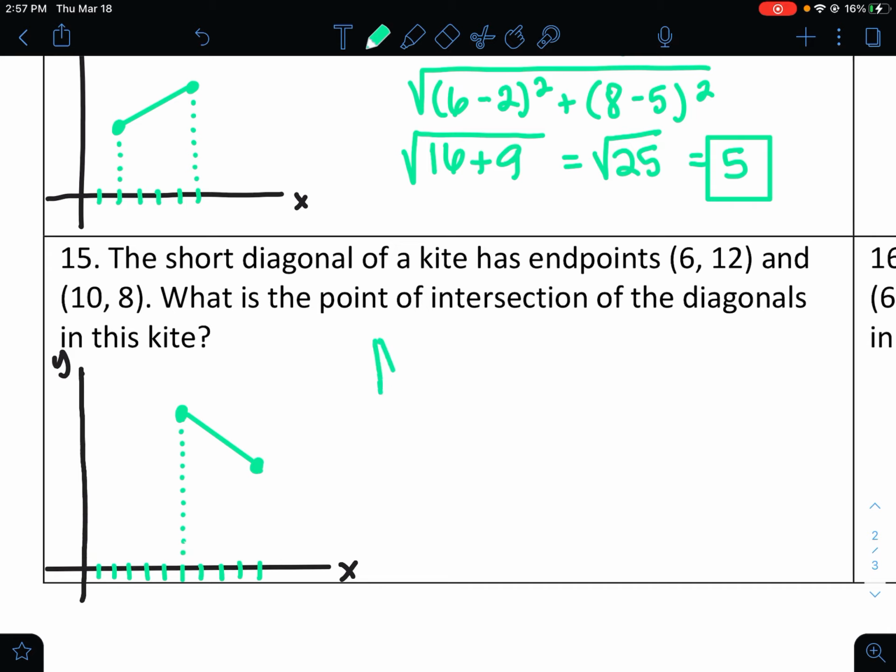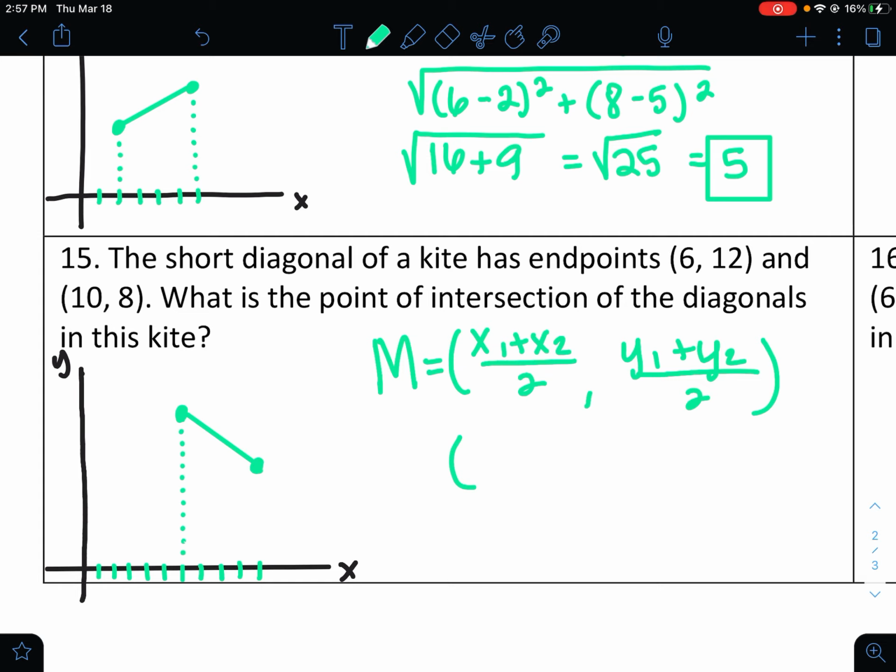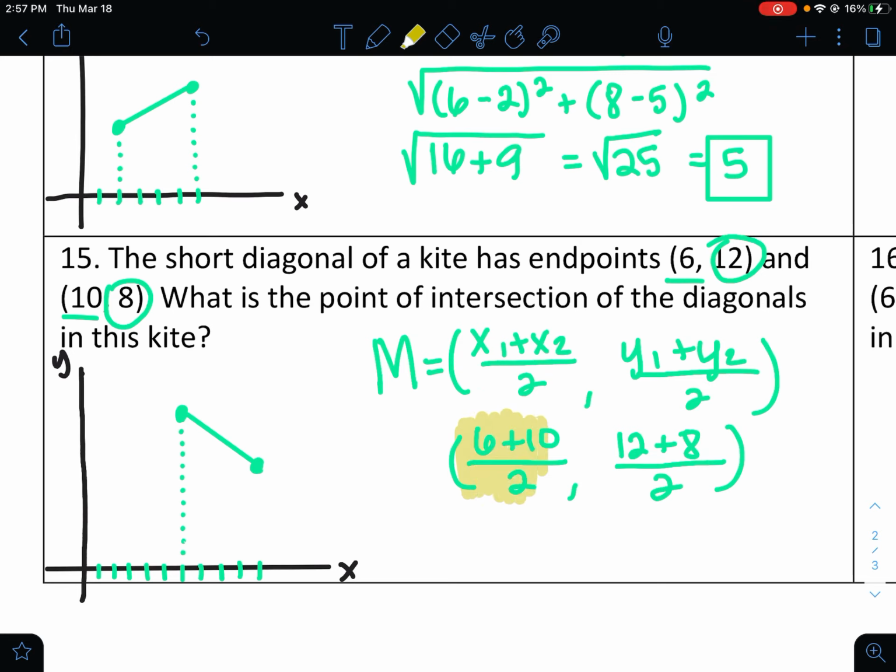Okay, so midpoint, capital M, equals x1 plus x2 over 2, comma, y1 plus y2 over 2. Okay, and then just plug in the numbers. Real simple. So we got 6 plus 10, got that from here and here, those are my x's, divide by 2, and then we got 12 and 8 for the y's. Okay, and then just simplify each fraction. Now please, when you put this in a calculator, don't do it all at one time. Do the first fraction first, hit enter, then go back and do the second fraction second, and then hit enter. So don't try to do it all at once.